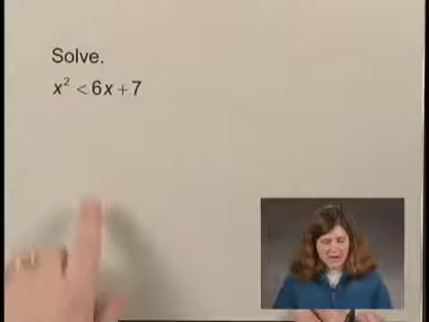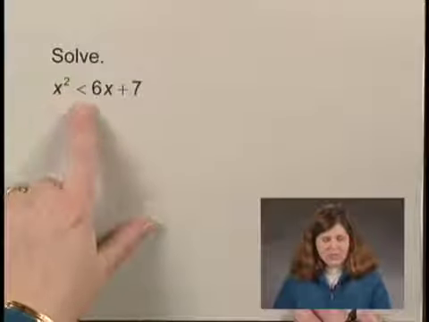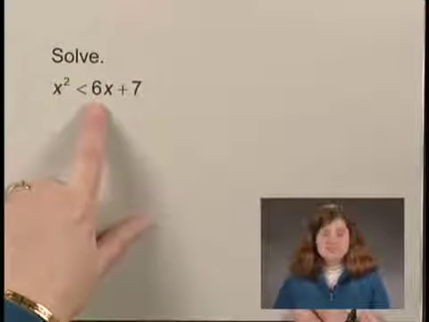We're going to solve a quadratic inequality. We're going to find all values of x such that x squared is less than 6x plus 7.